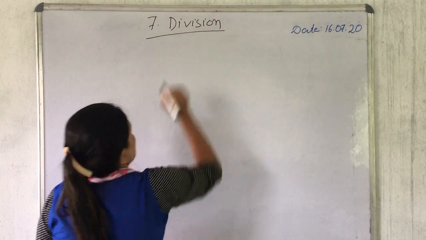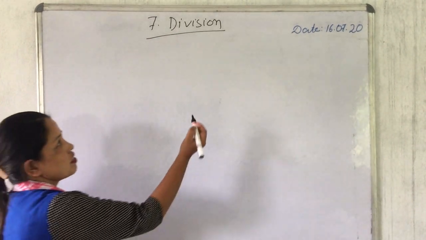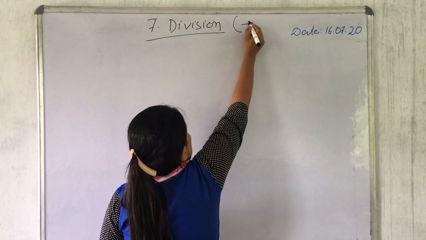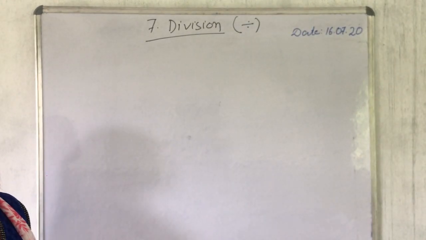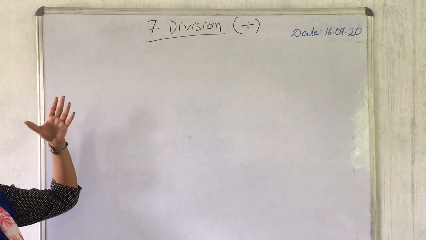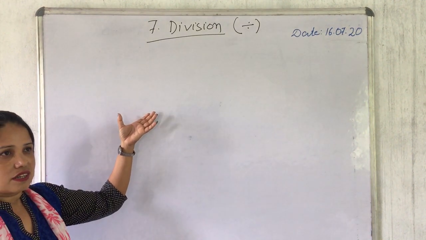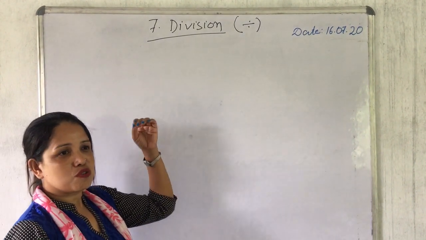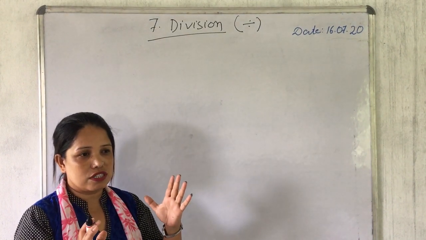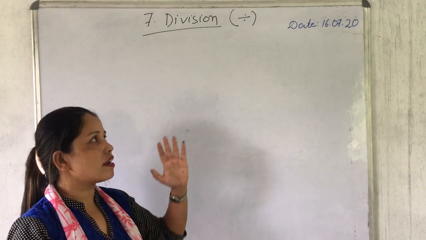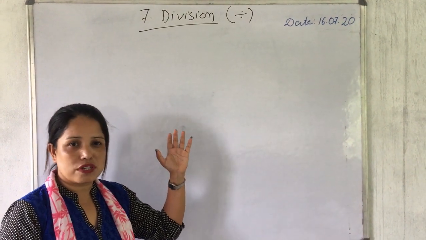Now, division. Do you know what the division sign is? Like this. Okay, this is the sign of division. Okay, children. Before starting this sum, I would like to tell you that you have to learn the table. Until and unless you learn the table, you can't do the division.